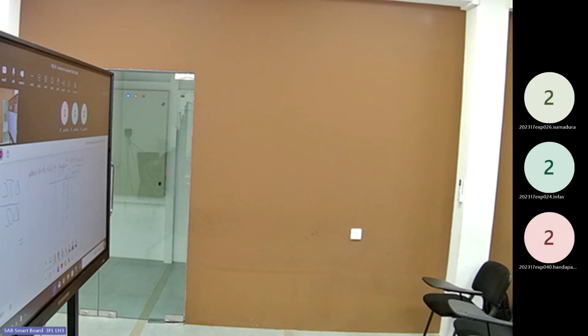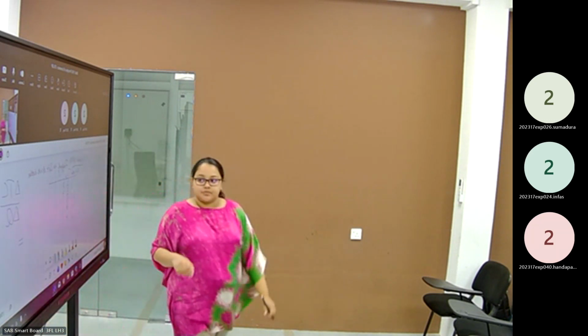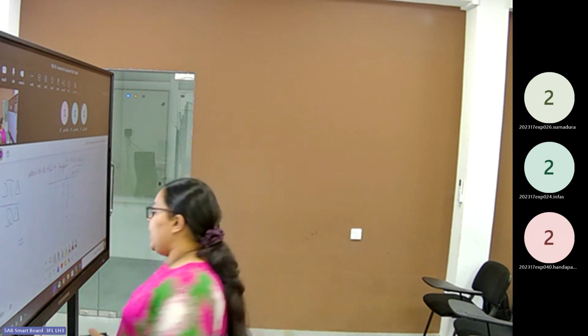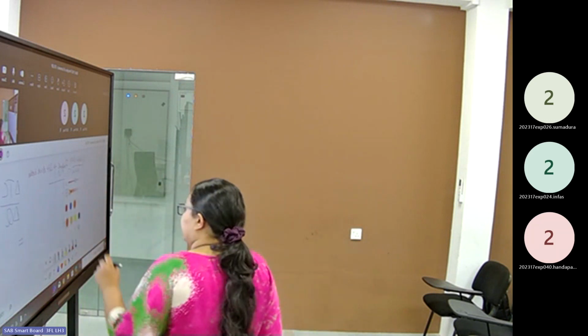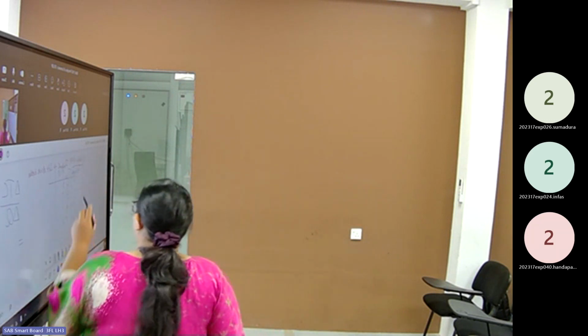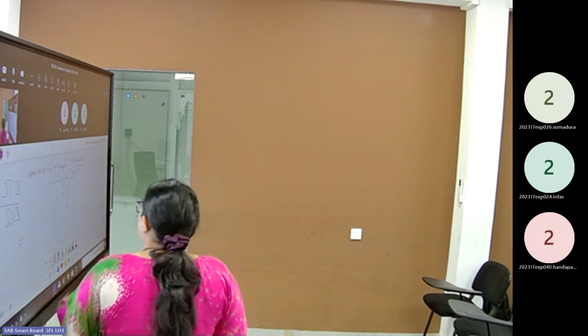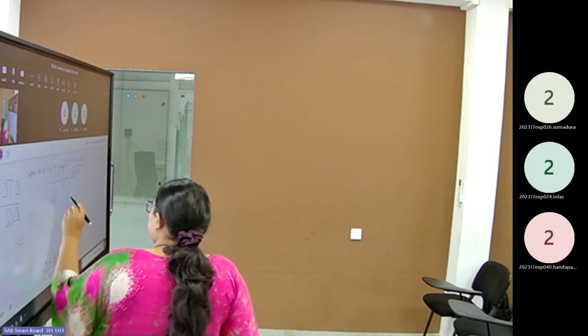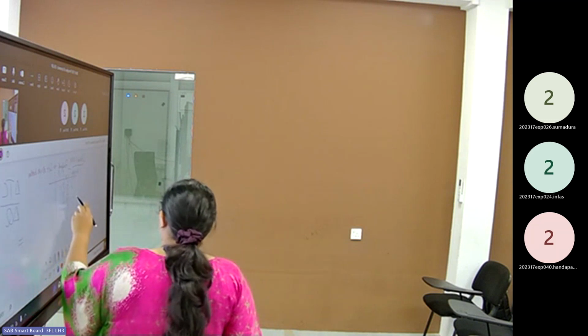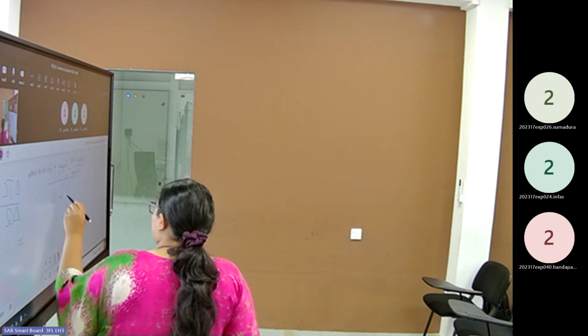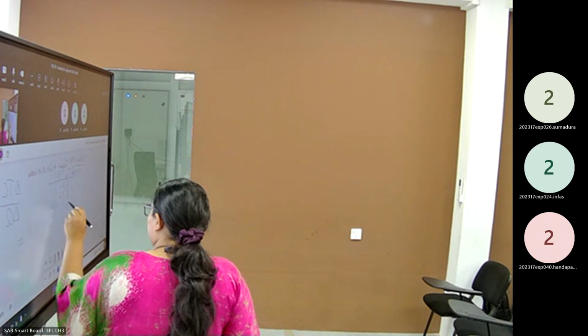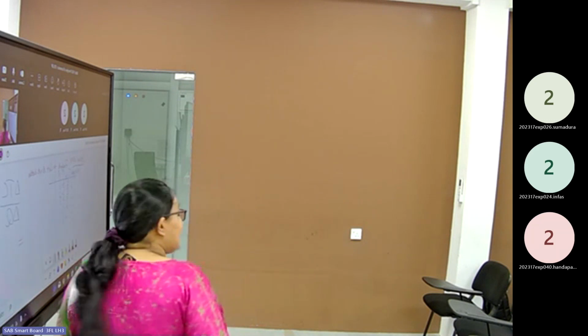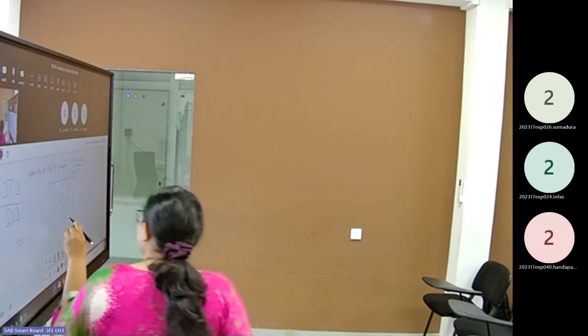Now, we are able to identify that from 0 to 1, the change is 10. 10 to 12, 1 to 2, the change is 2. 2 to 3, 1. What has happened here? Minus.